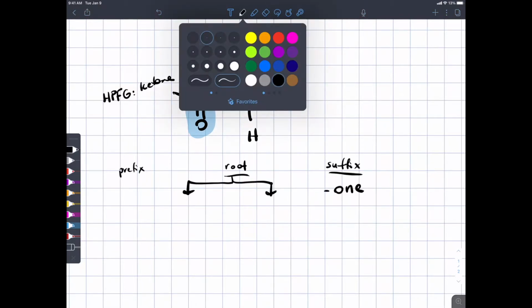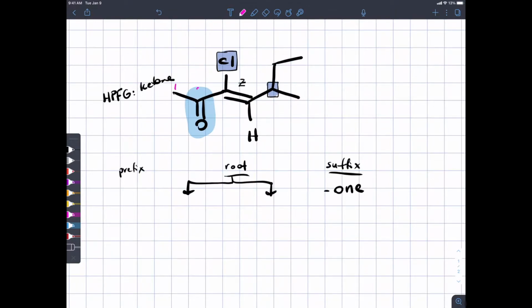So I'm going to start here, 1, 2, 3, 4, 5. Now I'm at a branch point. I could go either of two ways, but I'm going to choose to go the way that gives me the longest chain. So 5, 6, 7. So my root is going to have hept in it. It's got a double bond between carbon 3 and 4, so I need to add 3-ene.